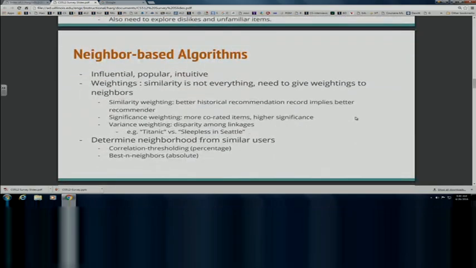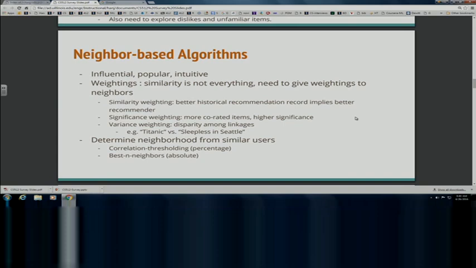So then we come to the neighbor-based algorithms. Neighbor-based algorithms are widely used. It is a key component of collaborative filtering. So it is very influential, popular, intuitive, and widely used, like on Amazon.com.